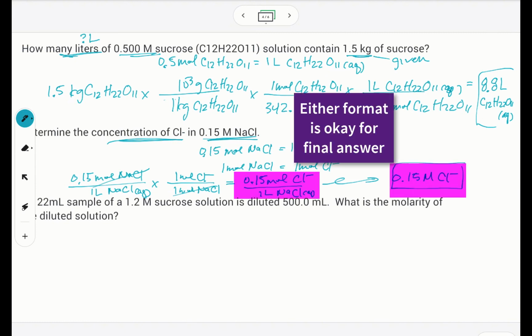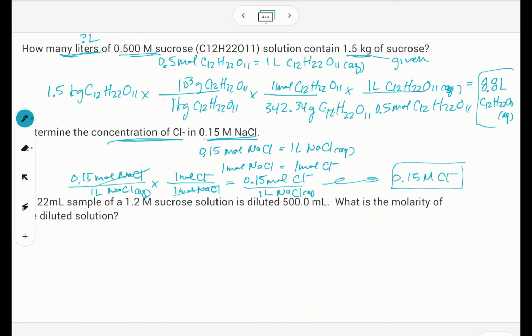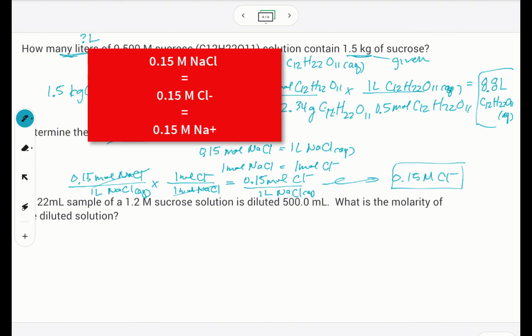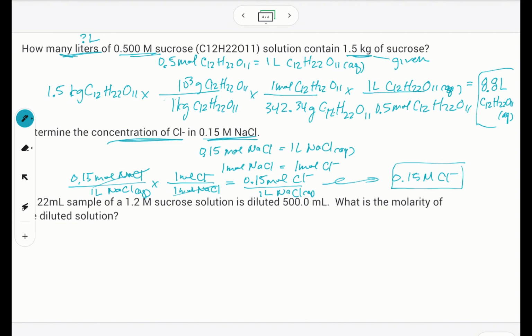What this says is that 0.15 molar NaCl contains or is equal to 0.15 molar chloride ion, right? Obviously, we could say that 0.15 molar sodium chloride is also equal to 0.15 molar sodium ion, right? That's the whole point of what it means to say that something dissociates into its respective ions. Yes? All right, next problem.